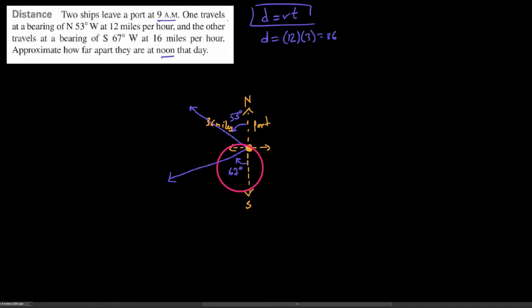And so what we end up with is also something where our distance here would be equal to our rate times our time. 3 times 16 is 48. And so this would have gone 48 miles here. So in terms of 48 miles, now let's look at the question we're being asked. It says, how far apart are they at noon that day?